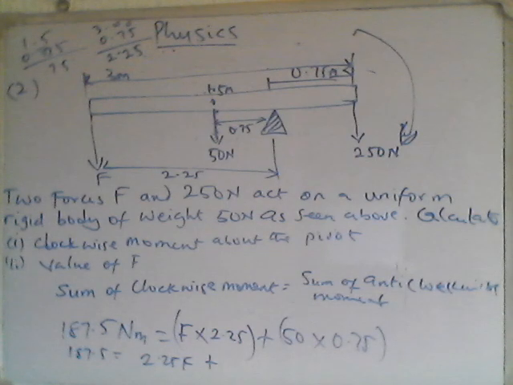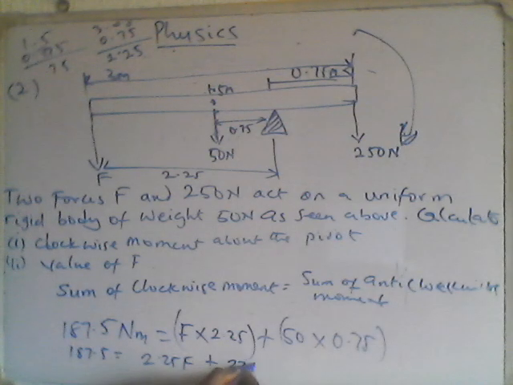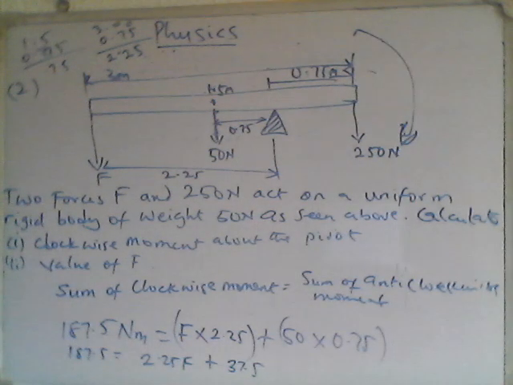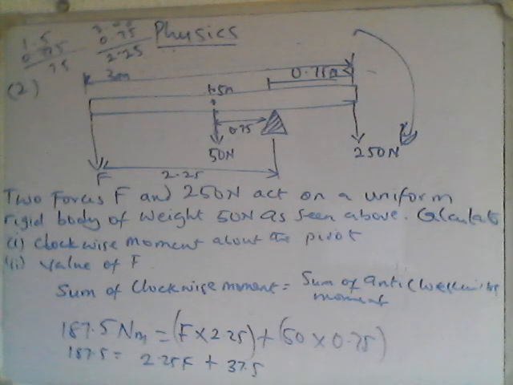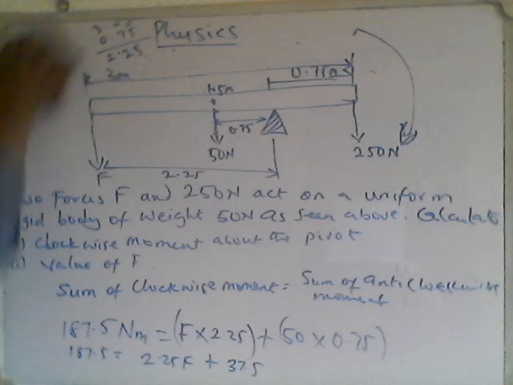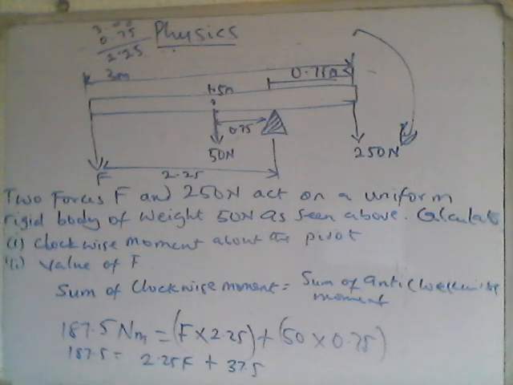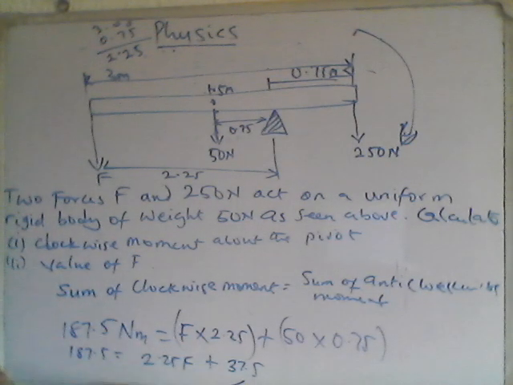So I have 50 times 0.75, and I'm getting 37.5. By the time I collect like terms, let me continue. Let me just take off this side of the board. So this will come here.